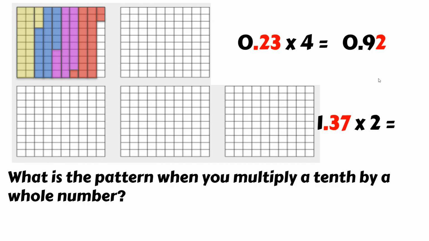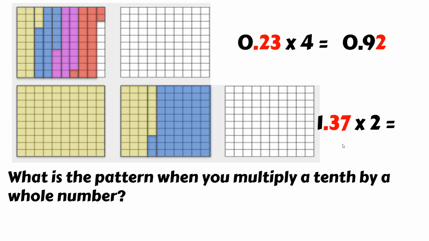Let's see if it holds true if you have a whole number in addition to a decimal. So 1 and 37 hundredths times 2. Our first group of 1 and 37 hundredths is in yellow. This is going to be continuing. So here we have 10, 20, 30, 40, 50, 63 hundredths of our second group of 1 and 37 hundredths. We're going to keep on counting: 73, 83, 93, and then 7 more hundredths would be 100 hundredths, or one whole.